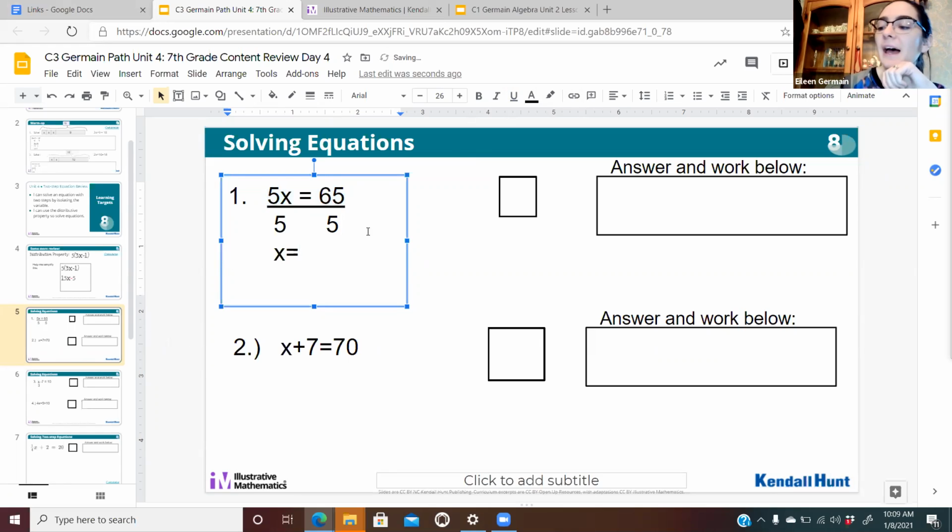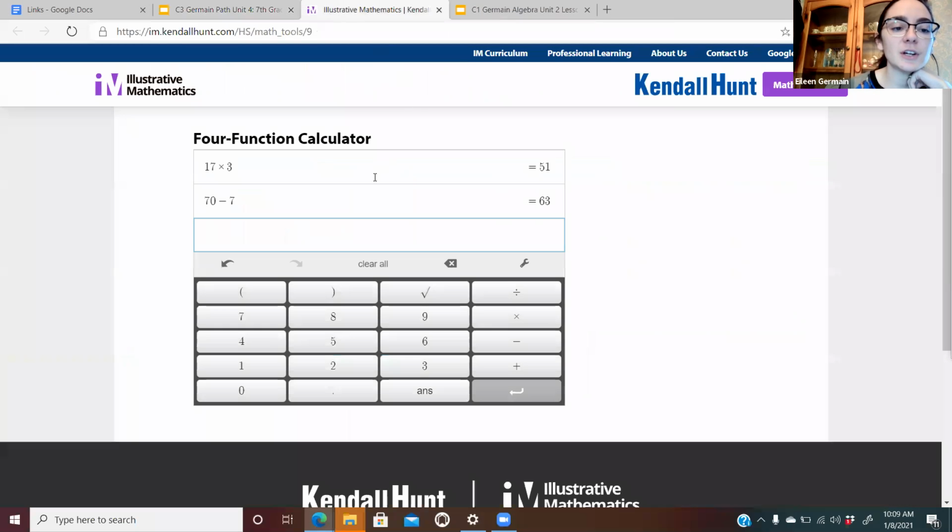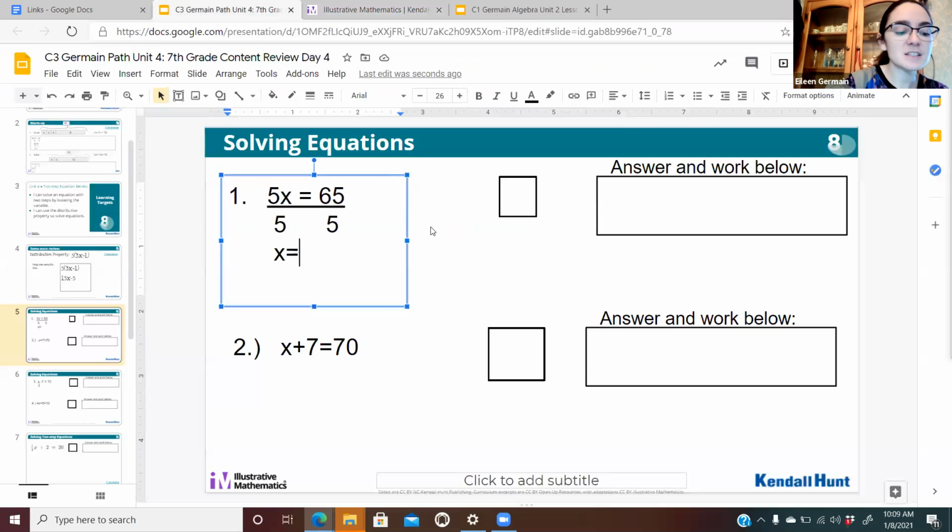equal to how much? Yes, very good, Sawyer. I know I already said that, but that is the next step here. 65 divided by 5. When we come to the calculator here, 65 divided by 5 gets me x is equal to 13. Nice job, Bridget. X is equal to 13.